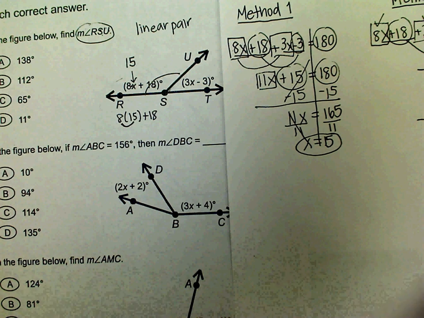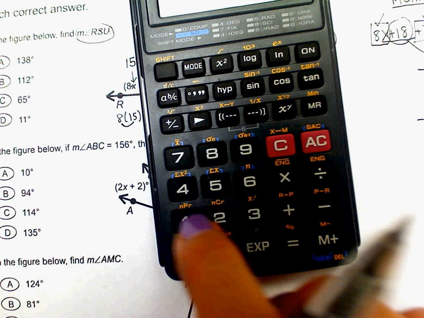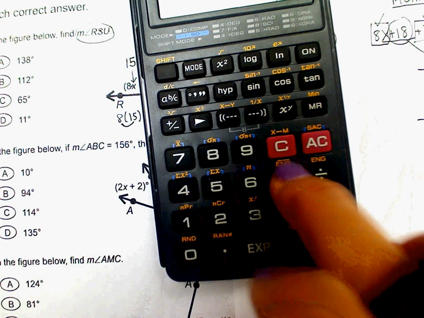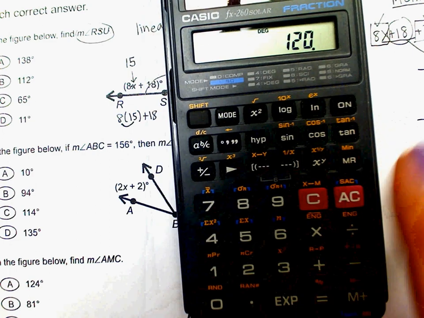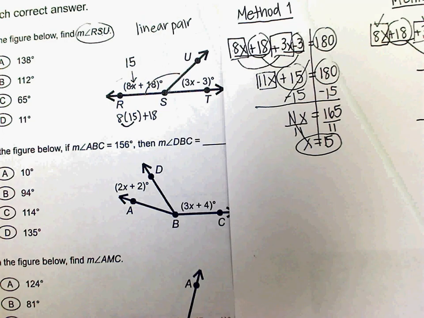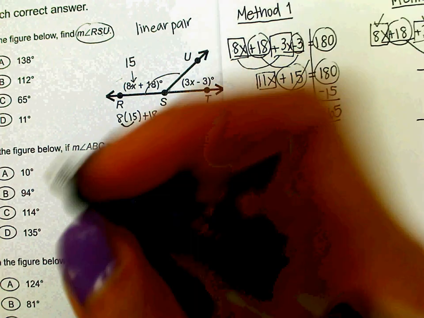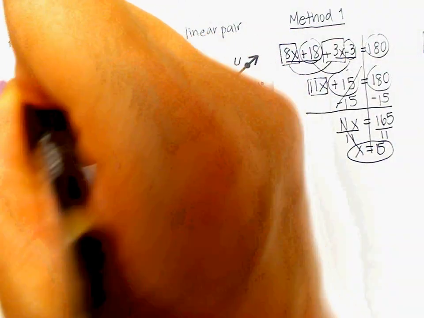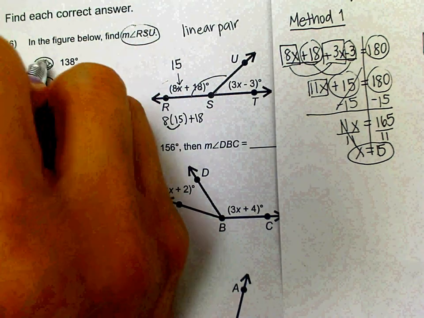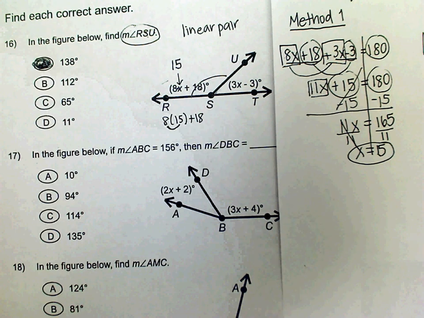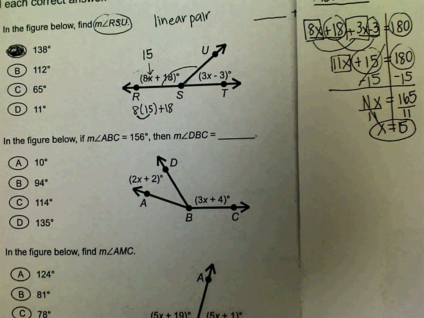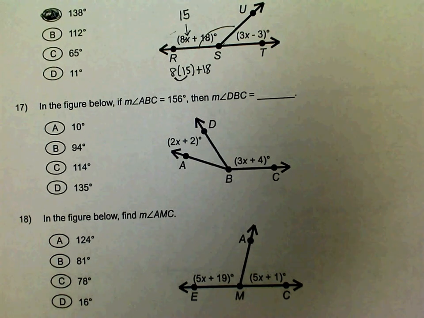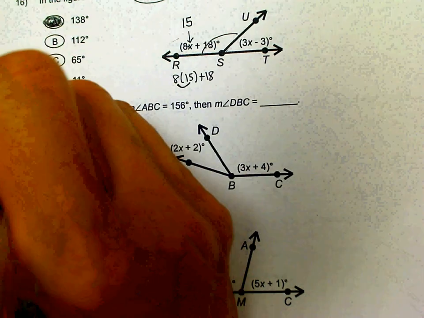So 8 times 15 equals 120, and then you add the 18. So this angle here is 138 degrees. So we're going to bubble this in. Okay? All right. Number 17. So number 17 here, it says, in the figure below, oh no, we said we're going to skip that one, so we're skipping that one.